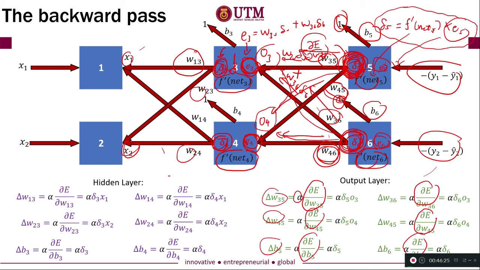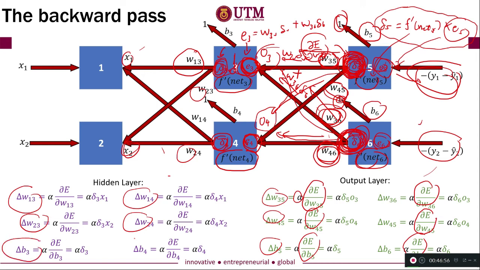But before you can get this one, you need to calculate this one by this expression. Again, this one is calculated differently from this one. In the hidden layer, you have their own formula. To find the E, you must multiply this one and this one plus this one and this one. Then after that you can get all the updates by multiplying the gradient with the alpha.